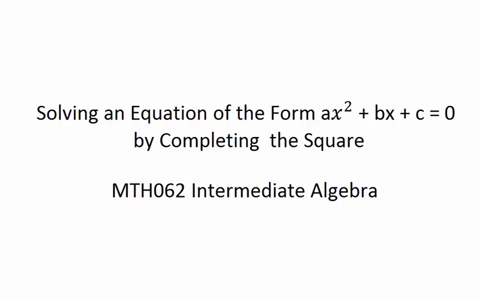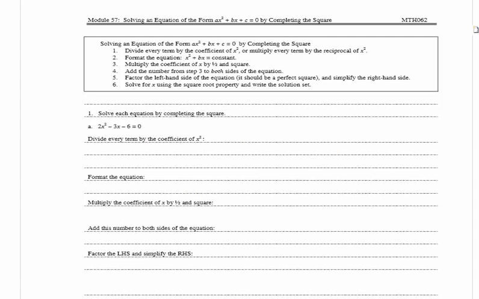In this video, we're going to be solving an equation of the form ax squared plus bx plus c is equal to 0 by completing the square. What makes this video different from the last video is that in the last video we were in the form of x squared plus bx plus c is equal to 0, and now we have a coefficient in front of our x squared.